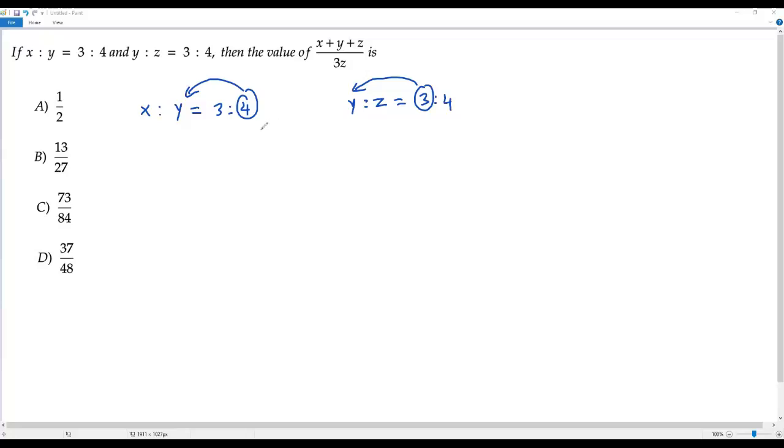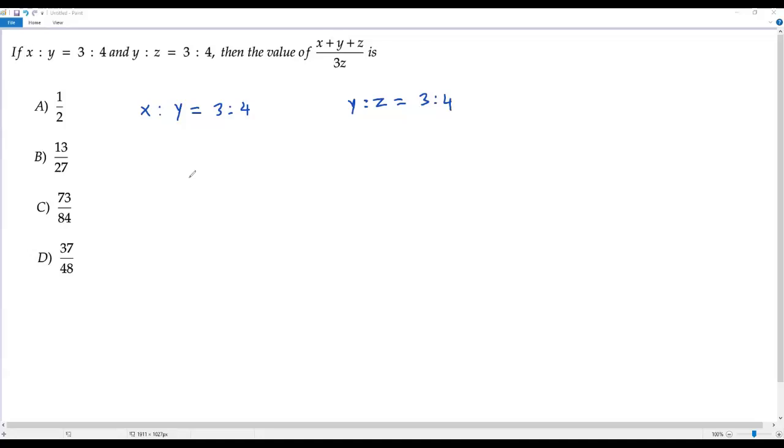So for that, what we need to do is get the least common multiple of 4 and 3, which is 12. So we have to get 12 as the value corresponding to y in both the ratios. If I want to make this 4 as 12, I have to multiply both the terms of this ratio by 3, so that 4 times 3 becomes 12. In the second ratio, I have to multiply both the terms by 4, so that 3 times 4 gives 12, the value corresponding to y.